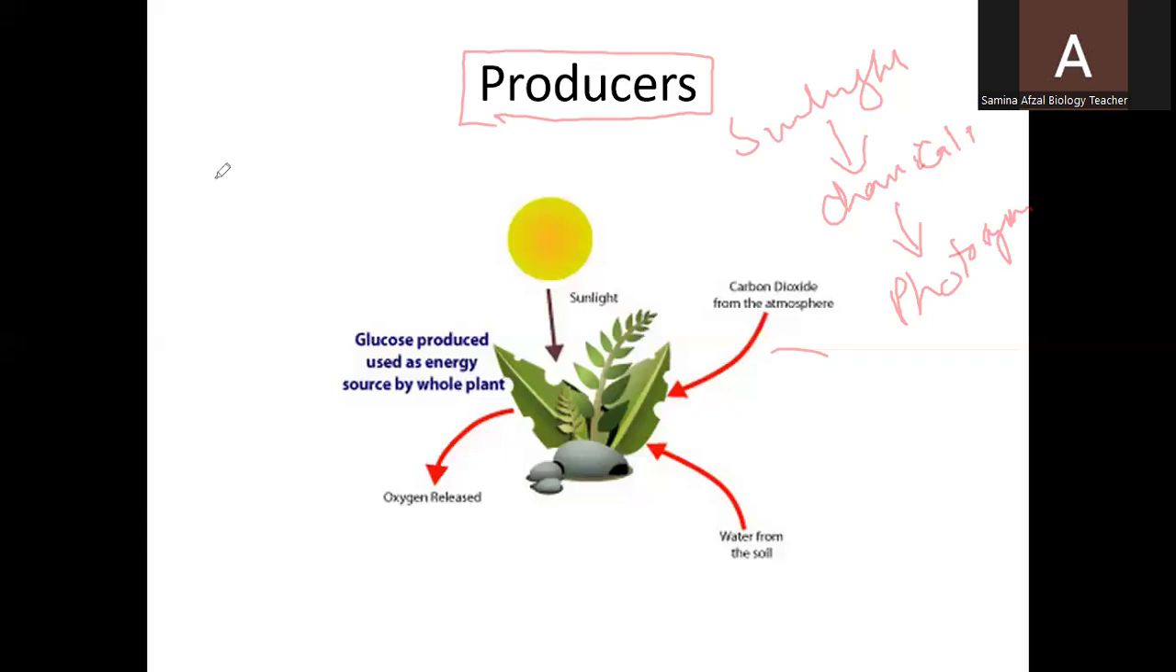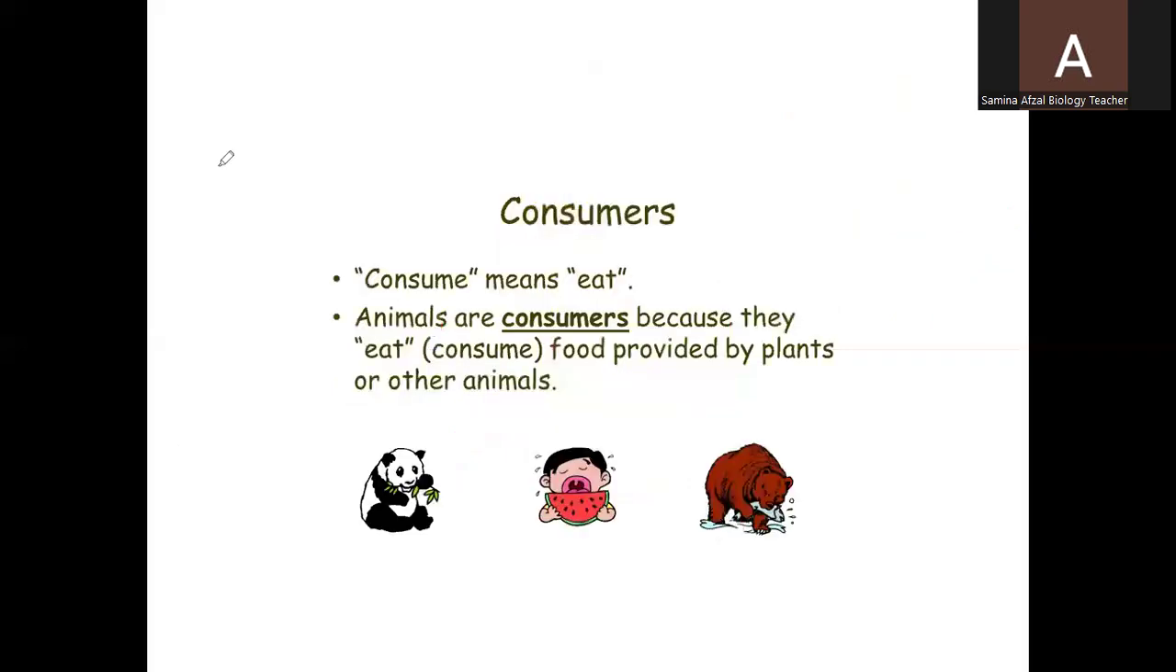And what are the consumers? Consumers depend on plants for food. Consumers are unable to manufacture their own food, so they depend on plants for their food. So they will eat the plants to stay alive. Consumers can be many, but in the next slide we will discuss the different types of consumers one by one.